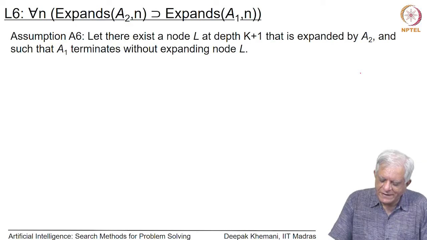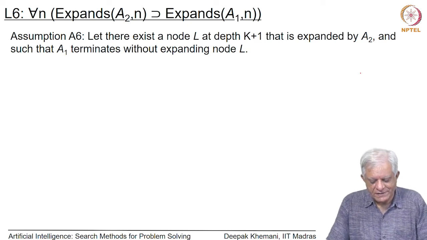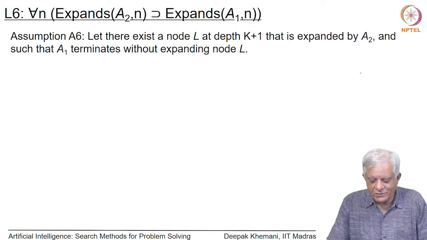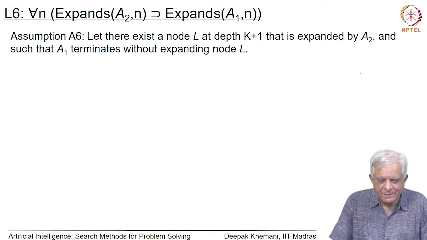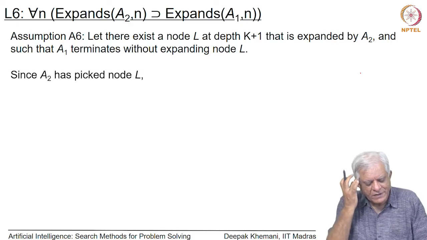So, both have generated L, L is on the open list of both, but we are saying that A2 has expanded node L, but A1 has terminated without expanding node L. This is the assumption, and we will show that this is not possible: if A2 has expanded this node L, which is at depth k plus 1, A1 must necessarily have expanded this node L if it is to be consistent with what we have stated so far. So, let us look at this proof.